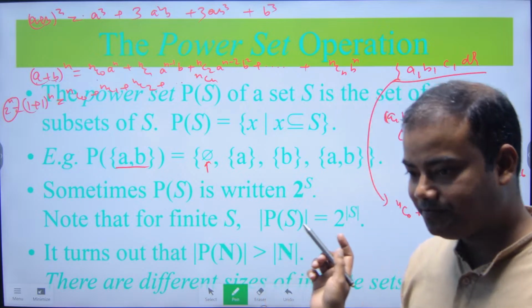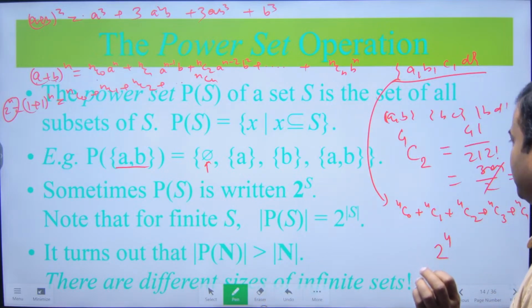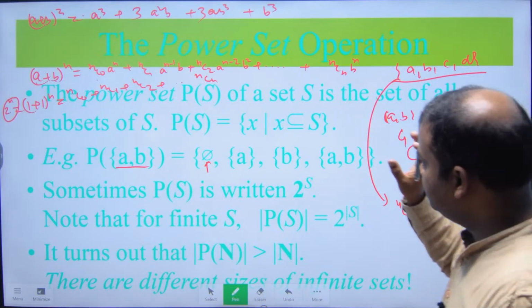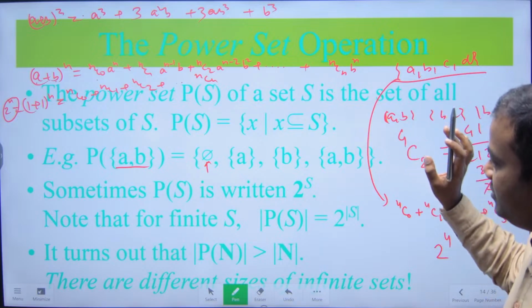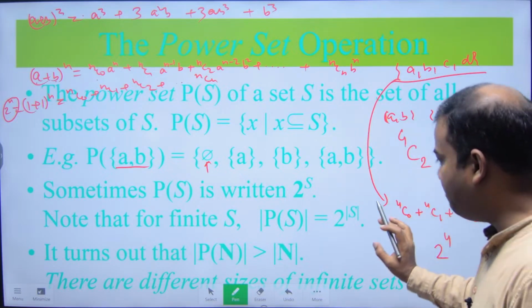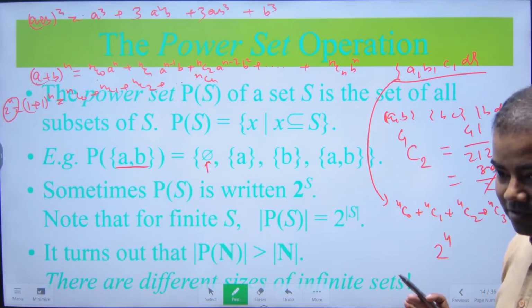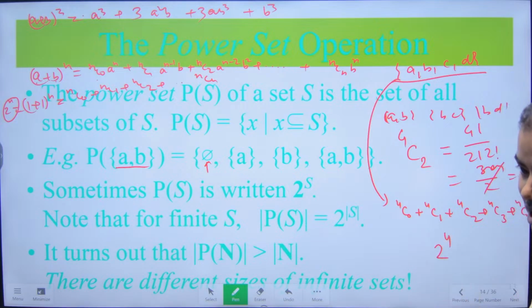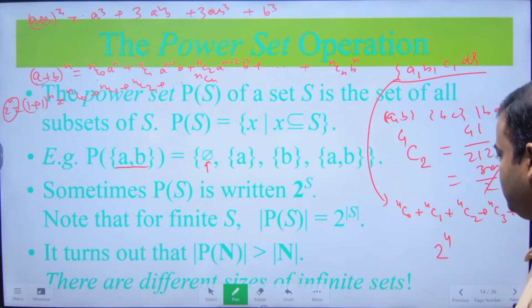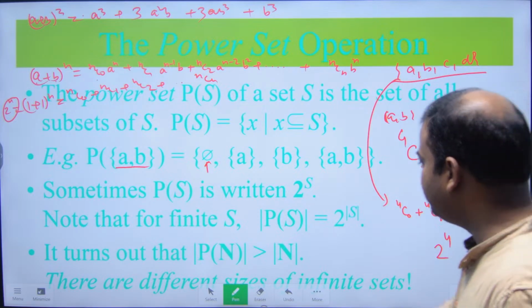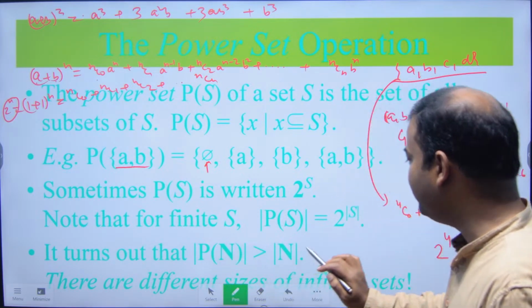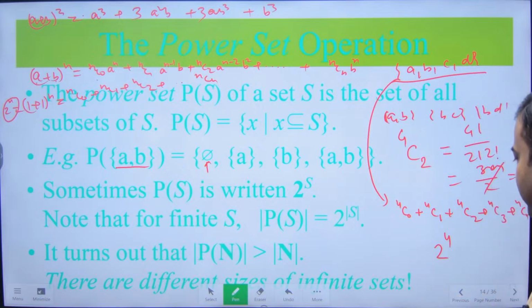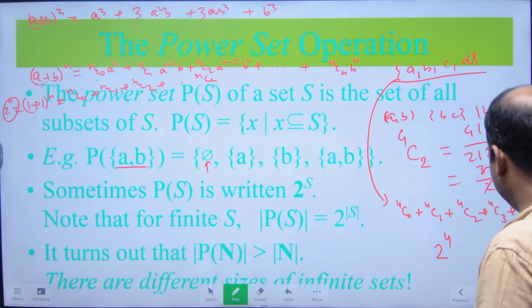Is it clear? So this is subset and power set. Both are clear? This is a very important result, because there are many repeated questions based on this. And it is very obvious that the number of elements in the power set is always greater than n. Okay, clear?